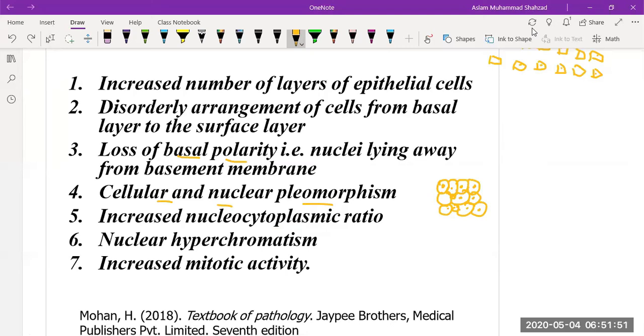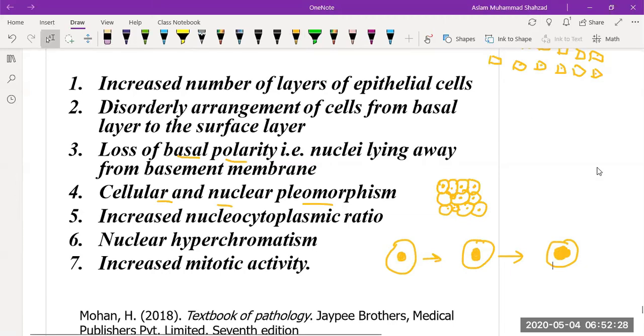Then we have an increased nucleocytoplasmic ratio. What is the nucleocytoplasmic ratio? This is a cell, and we know the cell contains a nucleus and cytoplasm. In dysplasia, there will be an increase in the size of the nucleus. Because dysplasia occurs, the nucleus becomes larger and larger. Then with the passage of time, the nucleus will further enlarge. So the nucleocytoplasmic ratio increases with the passage of time.